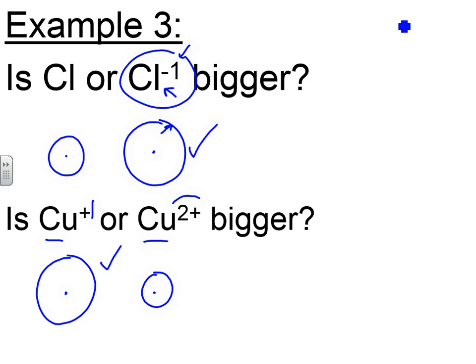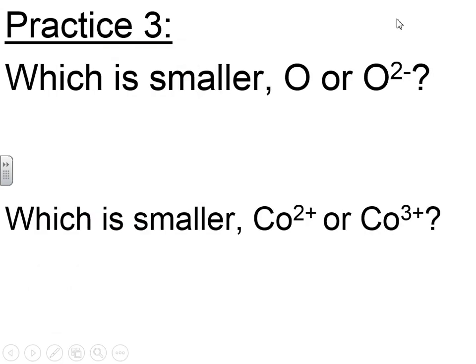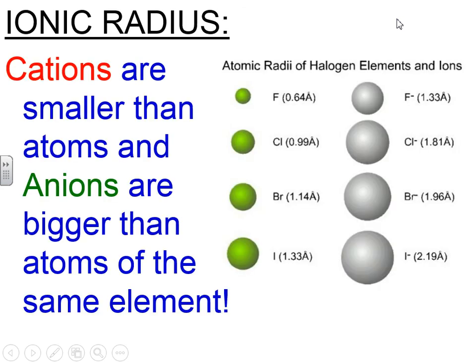Alright, hopefully that makes sense. And we'll try one on your own. Go ahead and pause the video, try this, make sure you use the same logic. And then we'll finish up with this statement about ionic radius. And we'll say that cations are smaller than atoms. That's because they've lost electrons. And anions are bigger than atoms. That's because they've gained electrons.